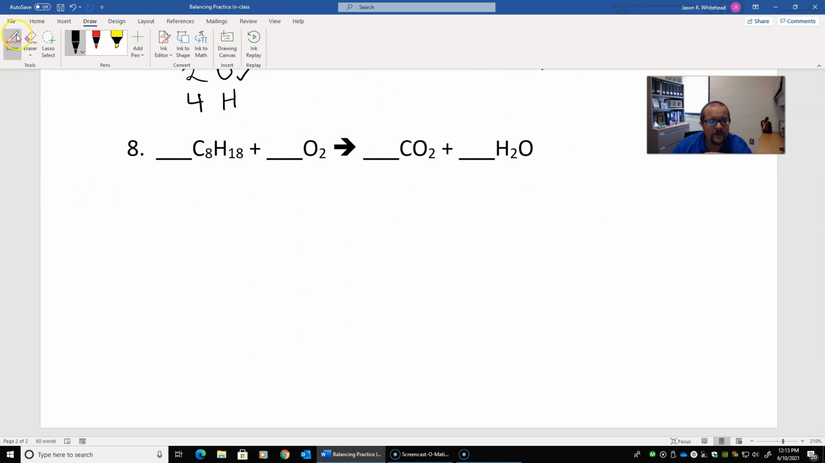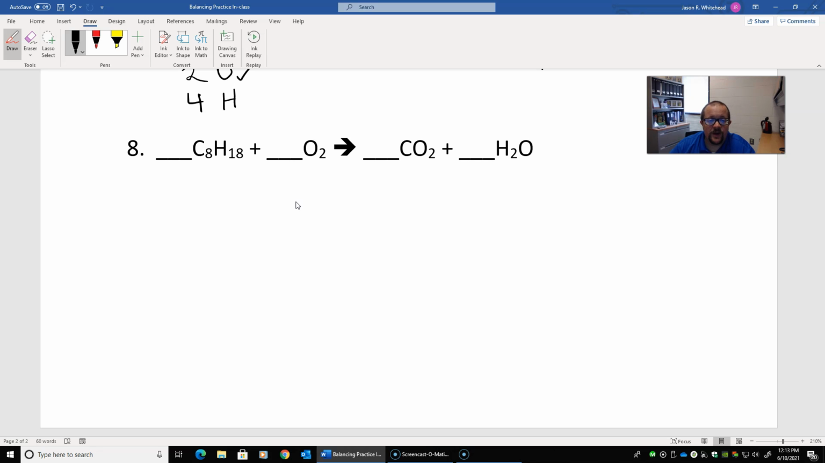All right, last piece of the puzzle. Do problem number 8. This is another example of a combustion reaction. We've got a hydrocarbon here made of just carbon and hydrogen. We're reacting that with O2, and it's going to produce CO2 and H2O through complete combustion.